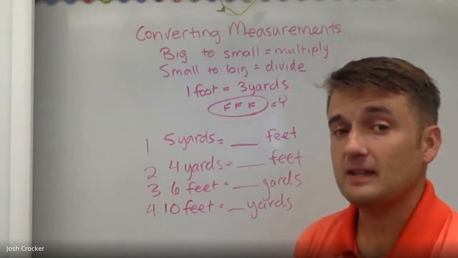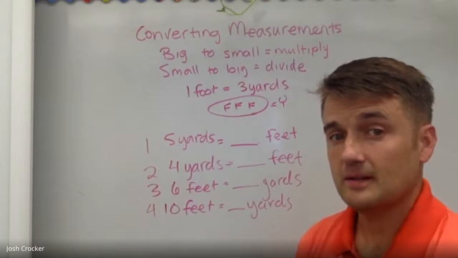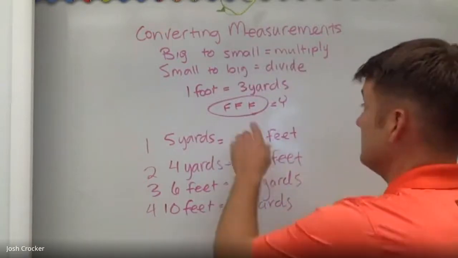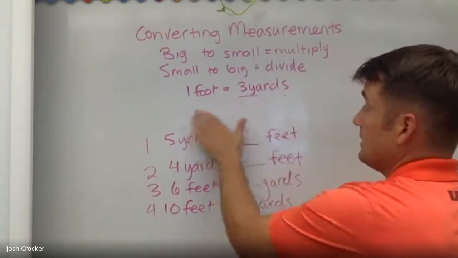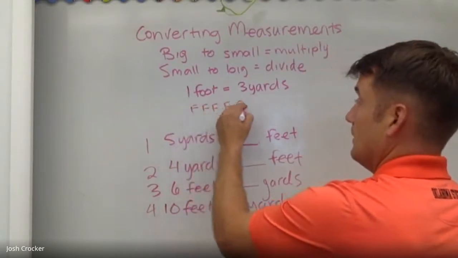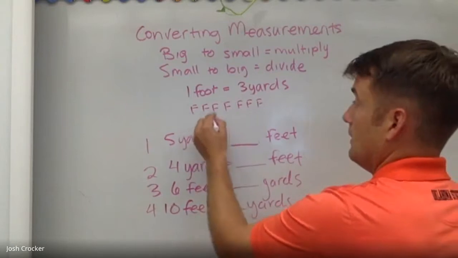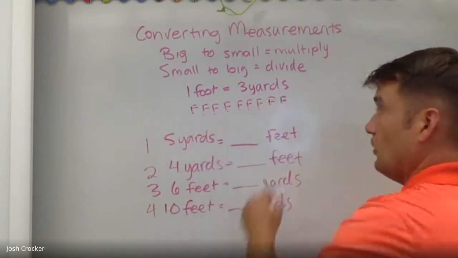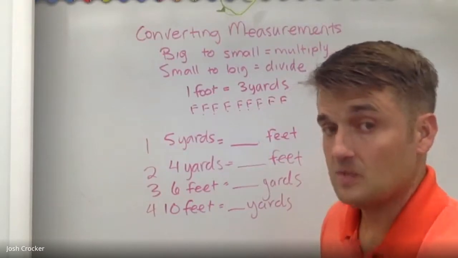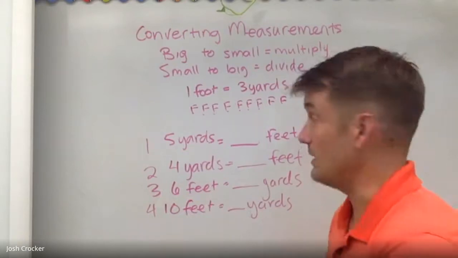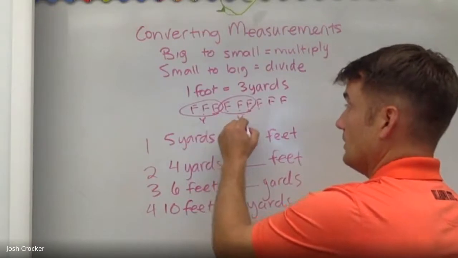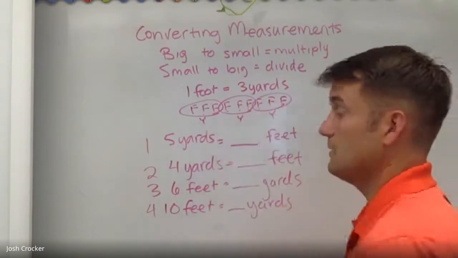If I have a foot, a foot, a foot, 3 feet, that's a yard. Okay, so I can make up my own problem here, right? Let's just imagine foot, foot, foot equals a yard. Let's just imagine that I had a whole bunch of feet. I can change these into yards just by grouping them into threes. Okay, so look, there's a yard. There's a yard. There's a yard.